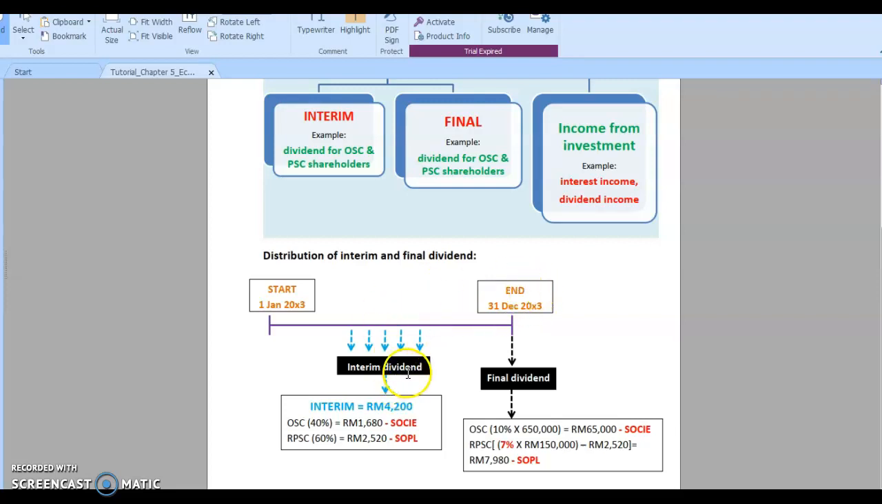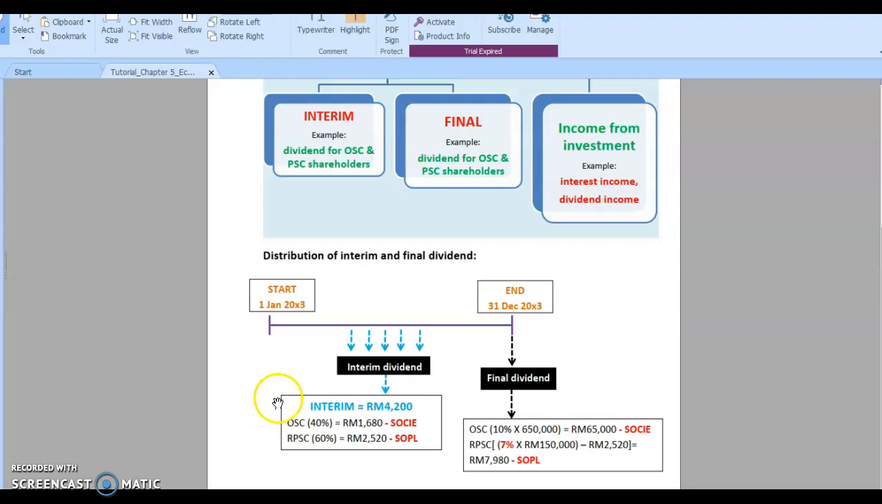Okay, back to the interim and final dividend. What is interim dividend? Interim dividend refers to the dividend that is declared and paid to the shareholders during the financial year, usually in the middle of the year. While the final dividend refers to the dividend that is declared at the end of the financial year, or it may also be declared after the end of the financial year. And this final dividend will then be accounted for as a liability in the statement of financial position.